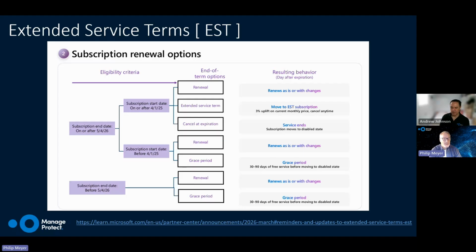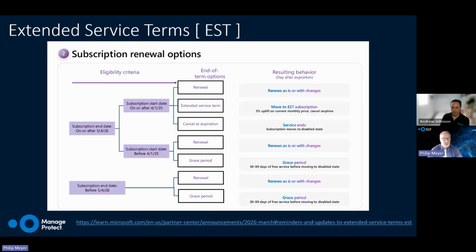For the behaviour of the result of the subscription ending, so the day after expiration, if they renew, great. But if they don't renew, they then move to what's called EST, which is that uplift in price, a monthly price, and an uplift on top of that monthly price until they cancel it in time or decide to move towards renewal, or they cancel and the subscription moves to disabled state by default, so that their resources are no longer available, which is quite a different experience.